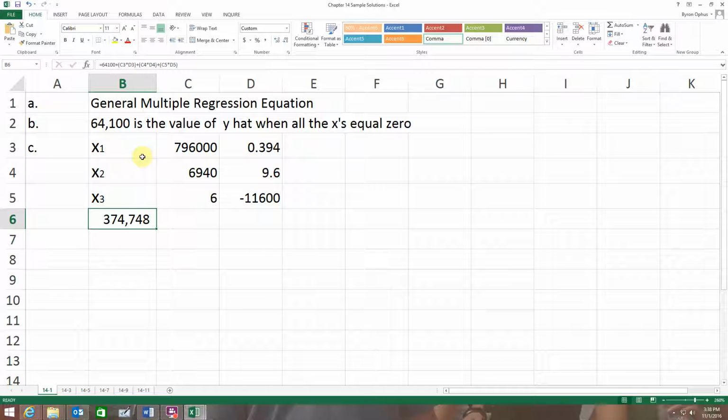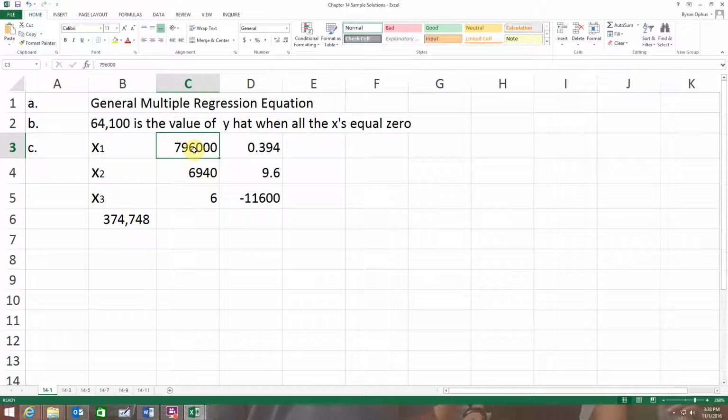C then says, what are the estimated monthly sales for a particular region with a population of 796,000, per capita income of 6,940, and an unemployment rate of 6%. And I'm assuming that these are all in order. Yep. And so simply all I have to do then, I should have put the equation in here and I did not, but I kind of did. So my first number that it gave me was 796,000, so I just put that there.